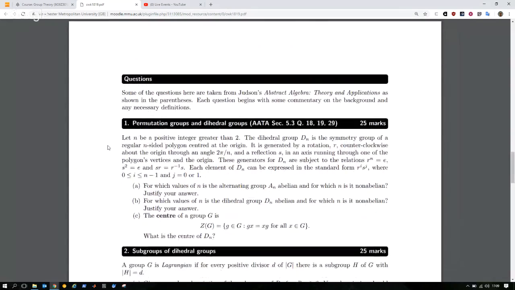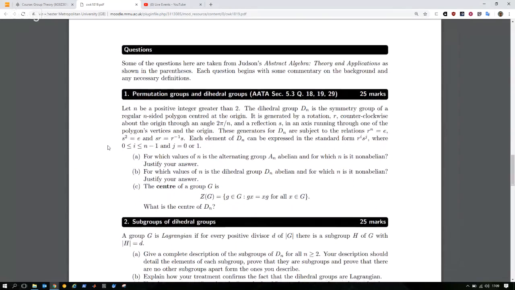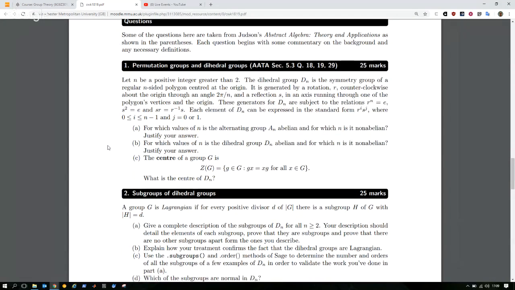So we come to the questions. Some of them are based off, in fact, most of them are based off actual exercises from Judson's book. And Jan, the first one kind of belongs to Jan, so I'll let him take over and say a few words about the first one. Sure.